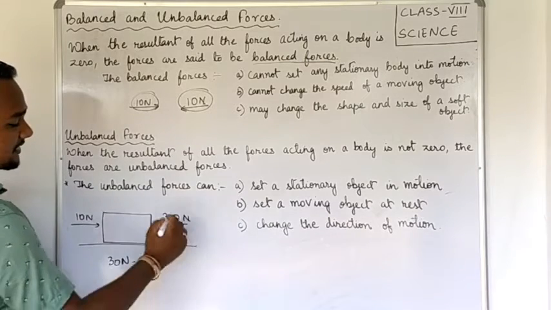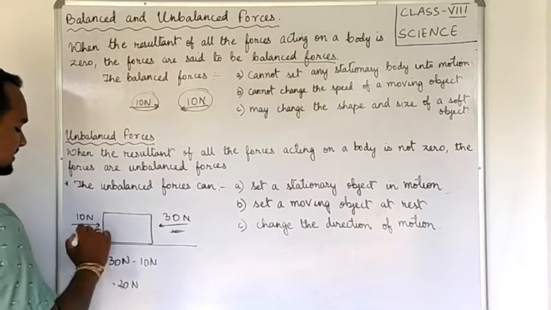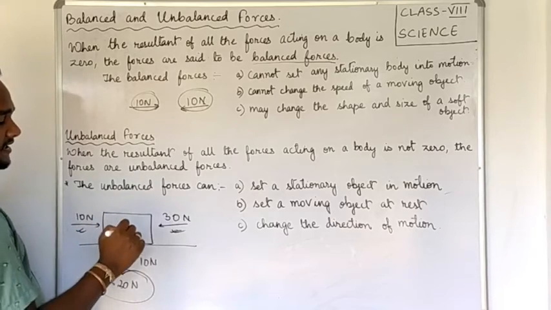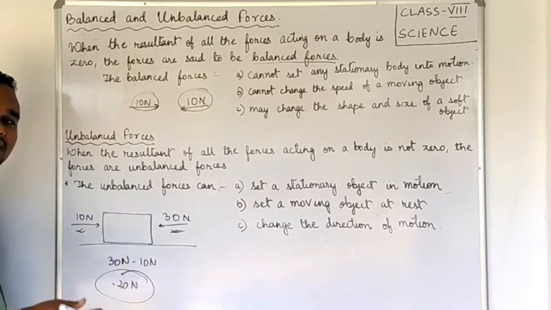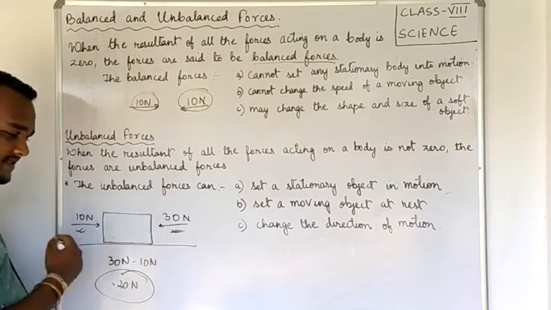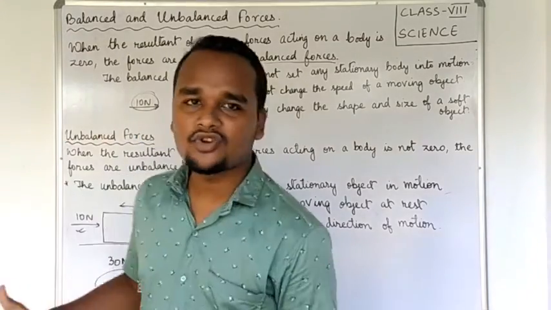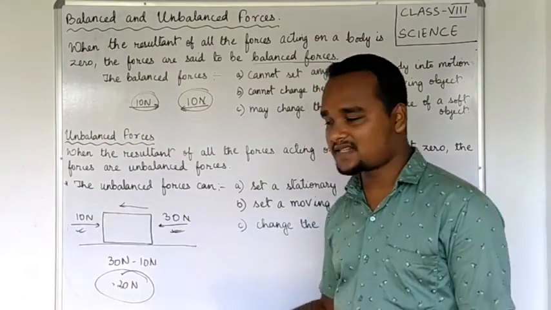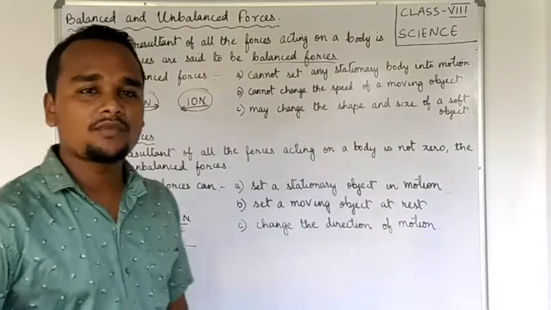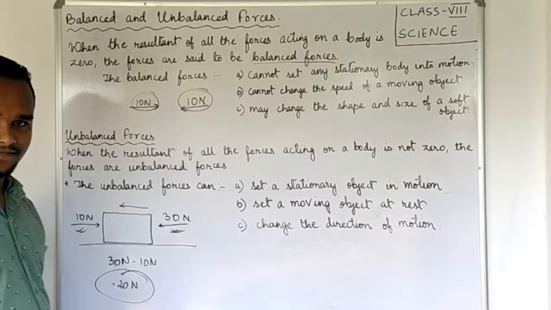Now the magnitude of the force is greater on this side, and lesser on this side. The resultant force is 20 Newton. That means the box is going to move from the side from which the greater magnitude of force is being applied. Why? The resultant force is not 0 in this case. In this case, the resultant force is 20 Newton. Now the box is going to move with a force of 20 Newton. So this is an example of an unbalanced force.